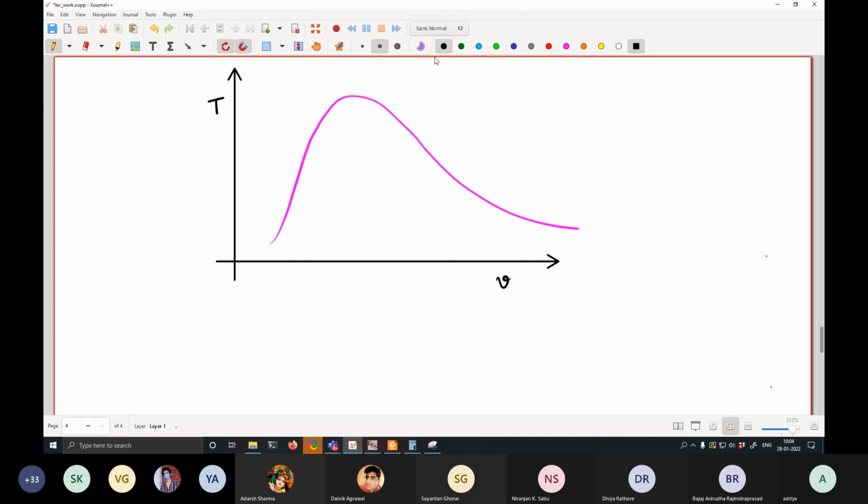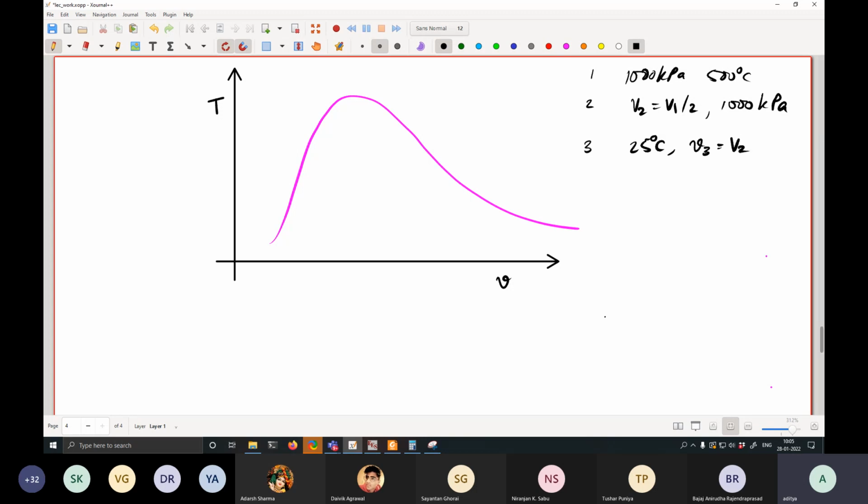One second, sir. Can we see the processes, sir? I will tell you the processes. Process 1, 2, 3. 1000 kilopascal, 500 degrees Celsius, then volume becomes half the volume and pressure is 1000 kilopascal. Then the third process is 25 degrees Celsius, specific volume remains the same. This is the process. So how do I draw the process 1 to 2?